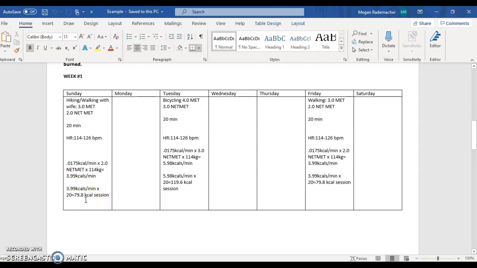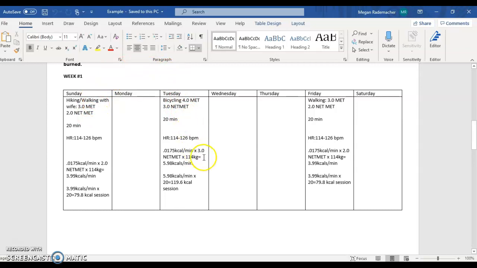Okay. The next day, on Mondays and Wednesdays, the client wanted off because those were long work days for him. So make sure you're listening to your client on those days. So next day I would have him bike, and I'm going to have him bike on Tuesdays at a 4 MET level. Again, impact based on Sunday. So then the follow-up exercise would be non-impact based.